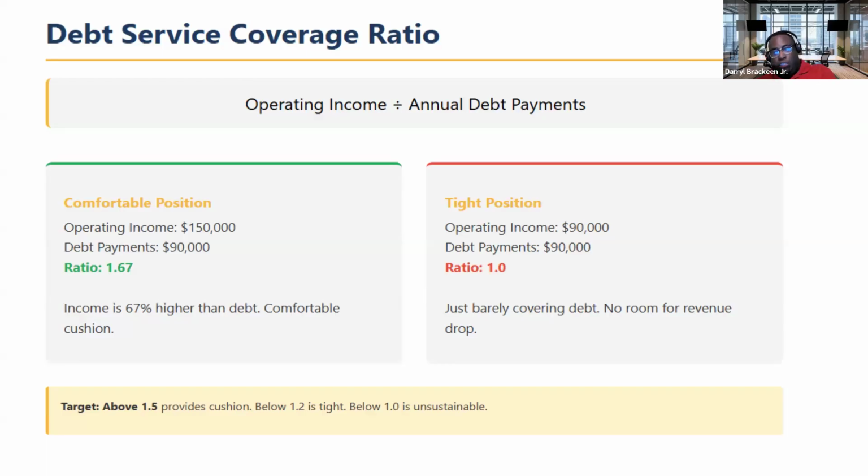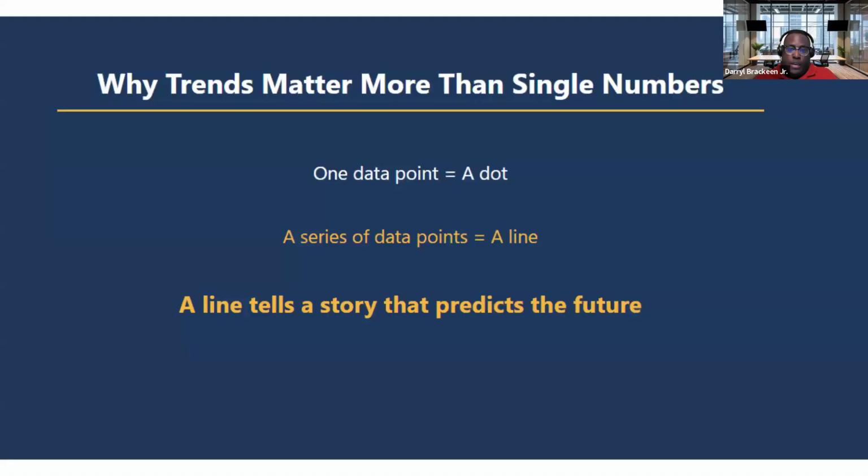But in the tight position example here, you have the operating income of 90,000, but you have the debts of 90,000, which means your ratio is 1.0. So you're barely covering the debt, and you really don't have any room for a revenue drop at this point, which means this is unsustainable, the model you are following.